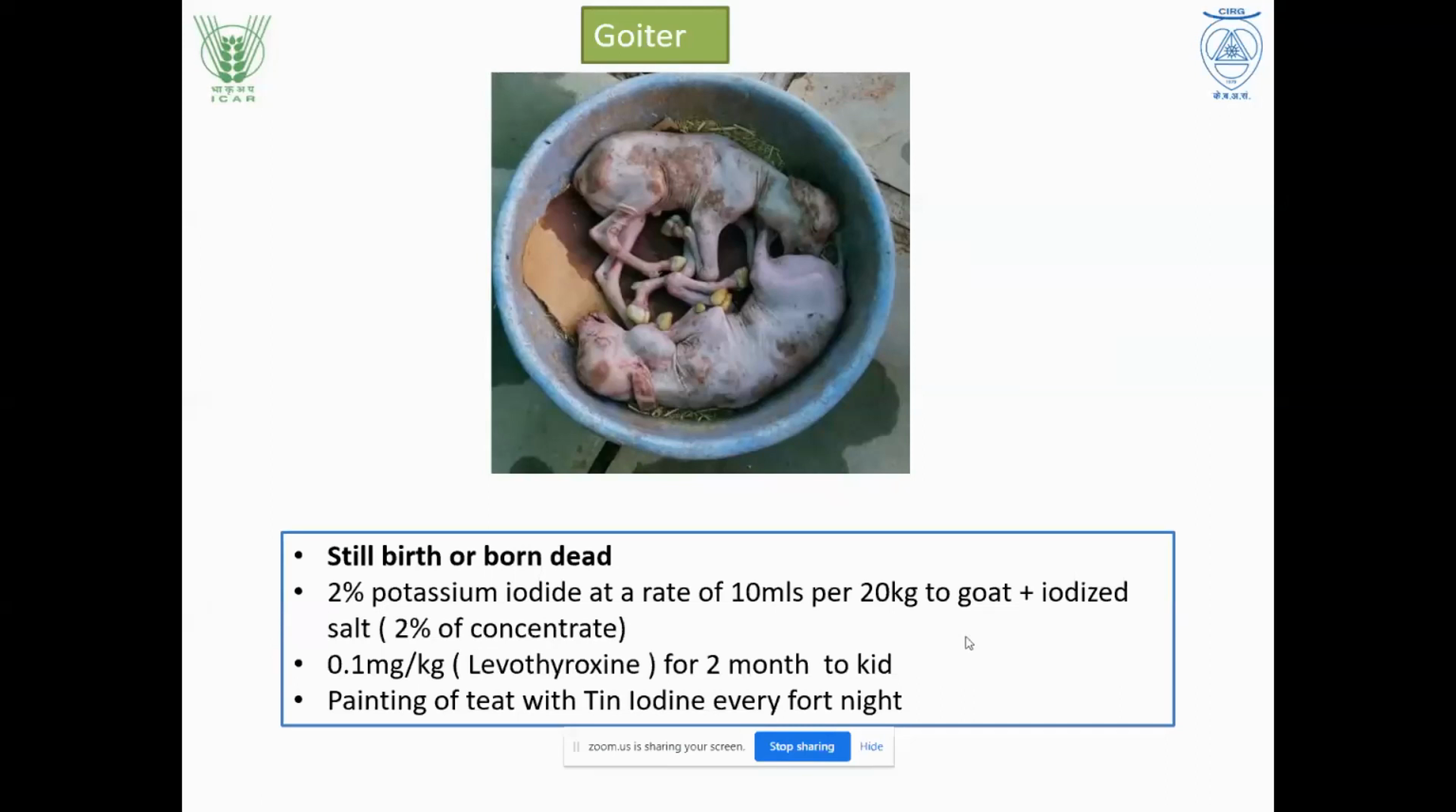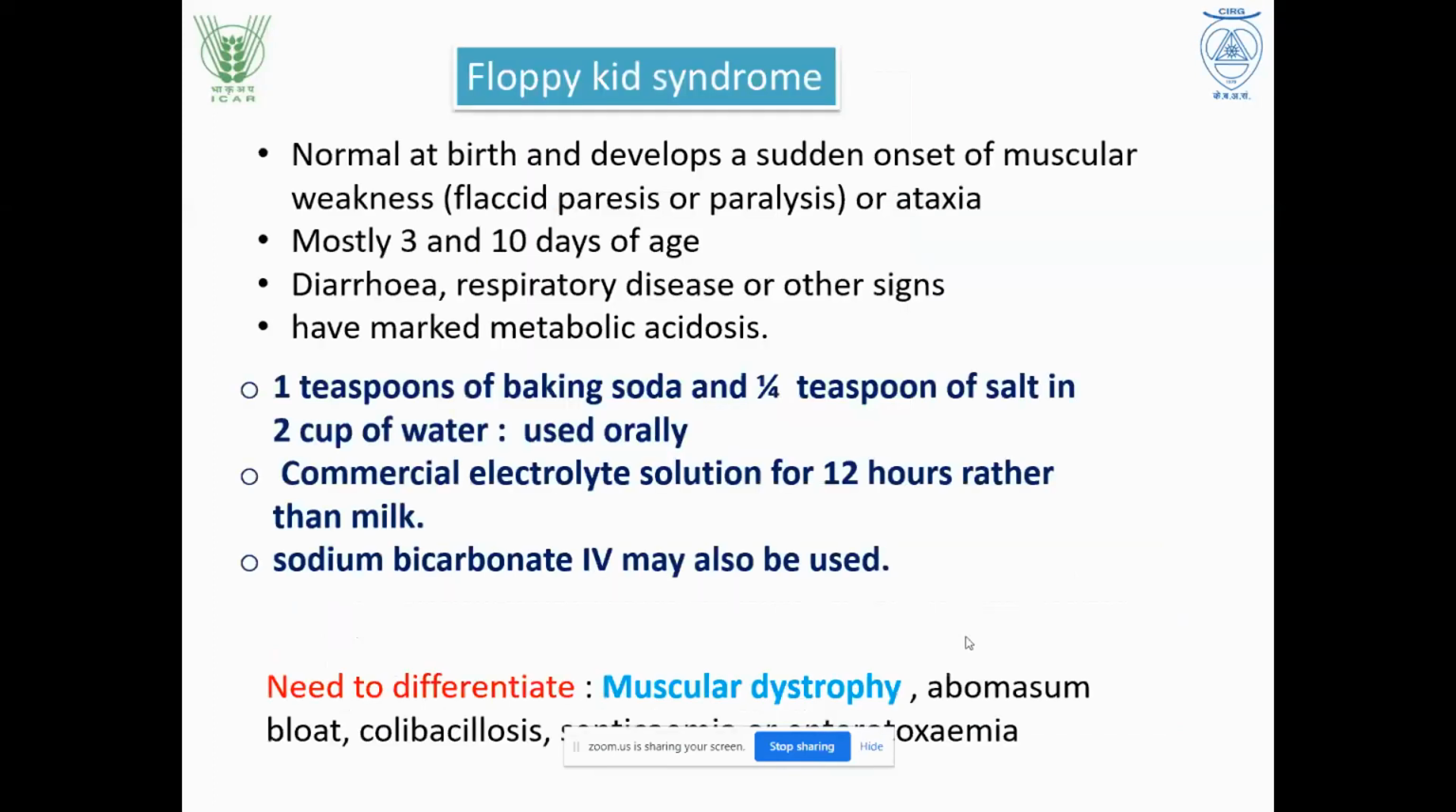There is other experimentation done by scientists using thyroxine at the dose rate of 0.1 mg per kg for 2 months to the kids. That also provides a cure for the goiter. Different preventive approaches, like painting the teats with tincture iodine every fortnight, also provide iodine to the younger kids. That depends upon the different agroclimatic conditions. If there is an iodine deficiency, a better approach is to use iodized salt to provide continuous iodine to the young ones.